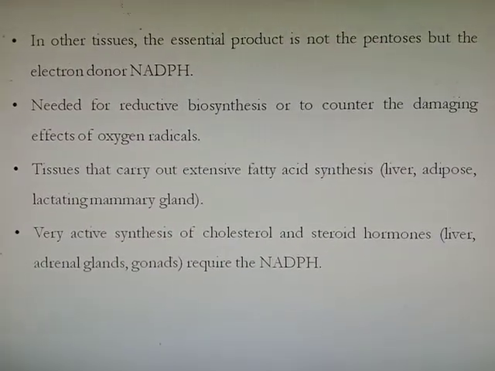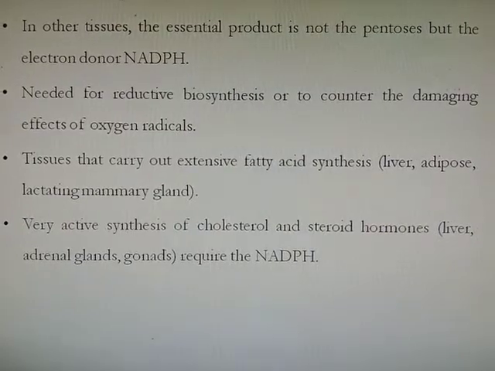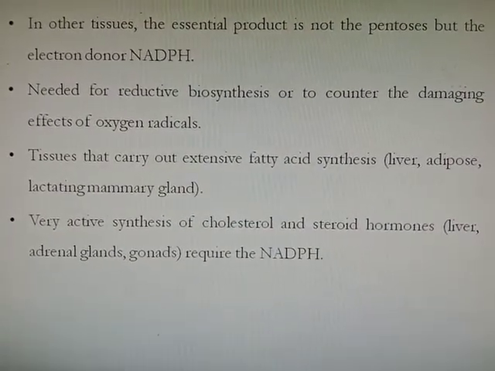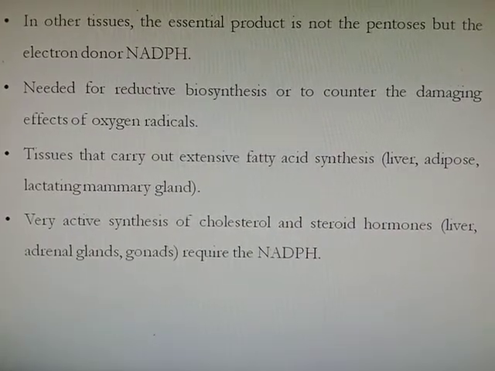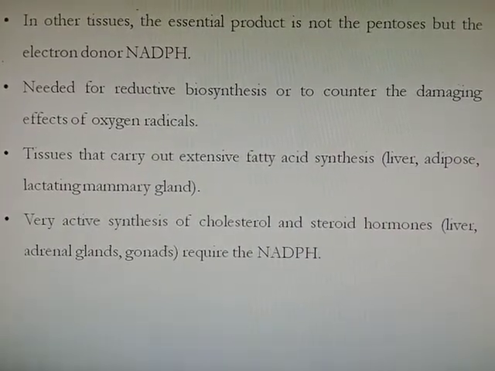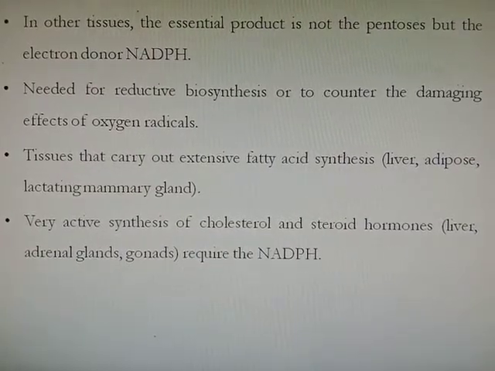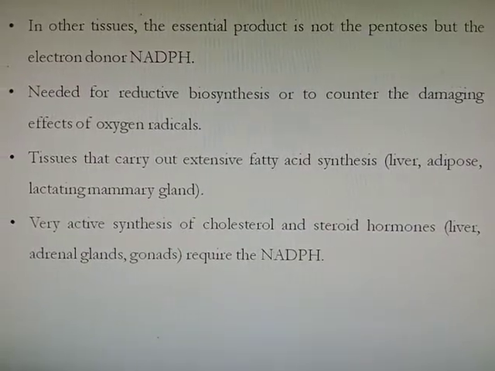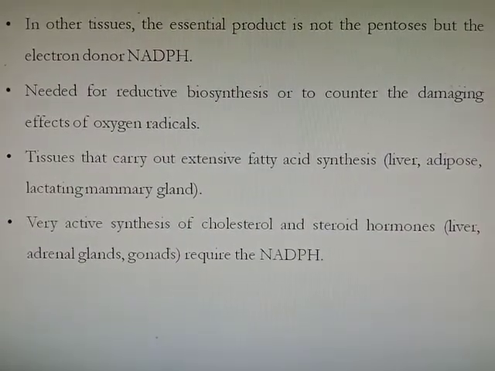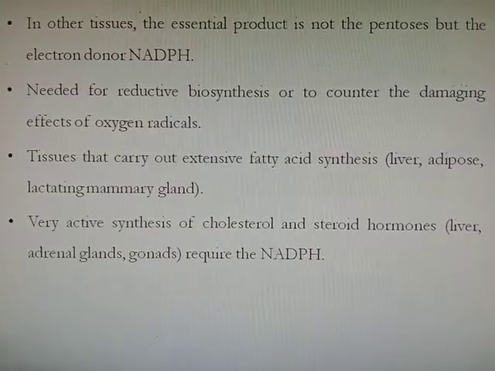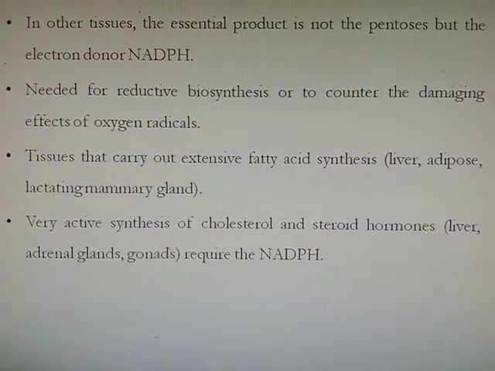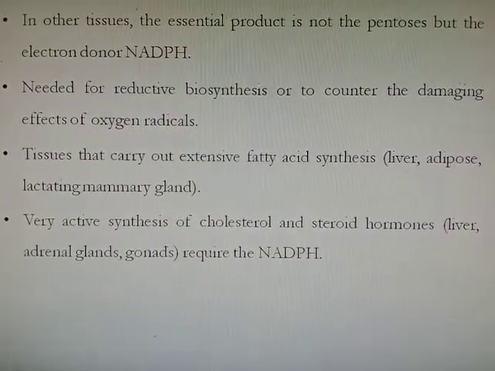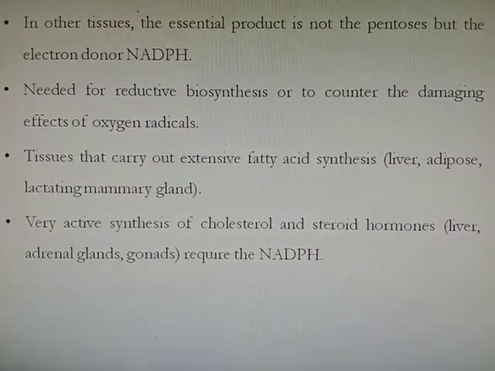In other tissues, the essential product is not the pentose ribose 5-phosphate but the electron donor NADPH. This NADPH is needed for reductive biosynthesis or to counter the damaging effect of oxygen radicals. Tissues that carry out extensive fatty acid synthesis, for example liver, adipose tissue, lactating mammary gland, and also the tissues which are very active in synthesis of cholesterol and steroid hormones, require NADPH.